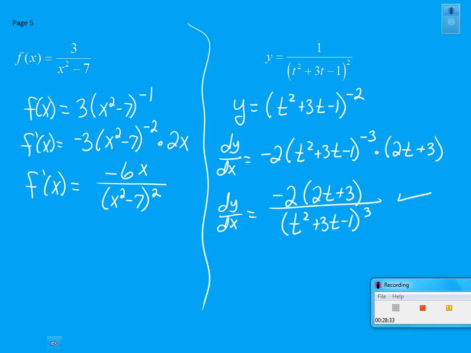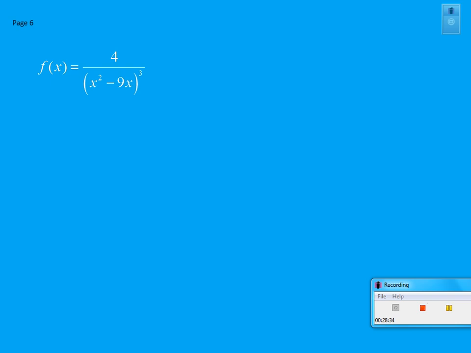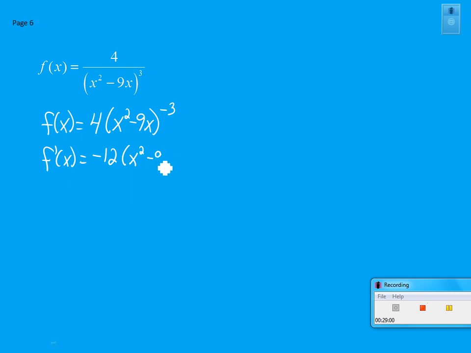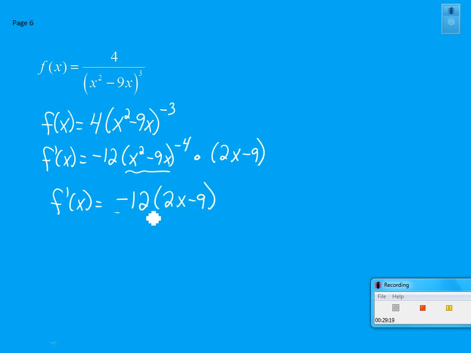And my last one's nothing special. It was just one more that I made up. 4 over x squared minus 9x to the 3rd. I will think of that as 4 times x squared minus 9x to the negative 3rd. Here comes the chain rule, so negative 4 times 3, so I got negative 12. X squared minus 9x to the negative 4th times the derivative of that, 2x minus 9. Ending final answer, I've got negative 12 times 2x minus 9, all over x squared minus 9x to the 4th. And that's all there is to it.